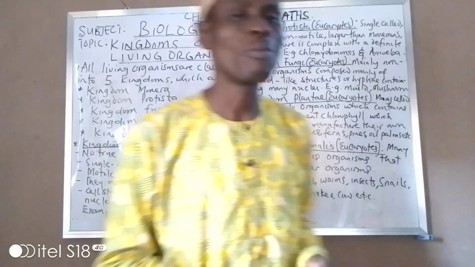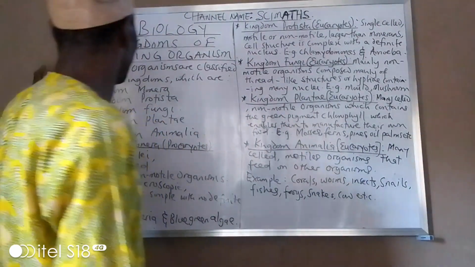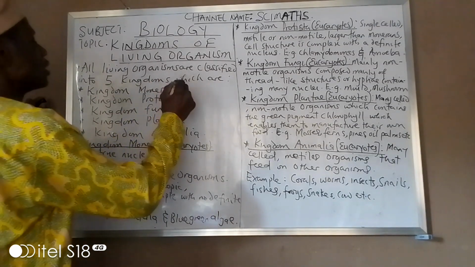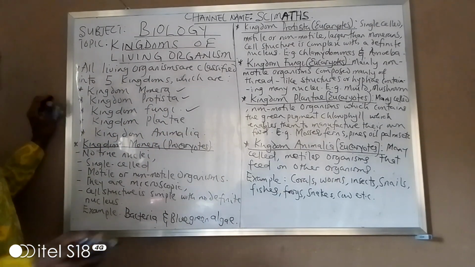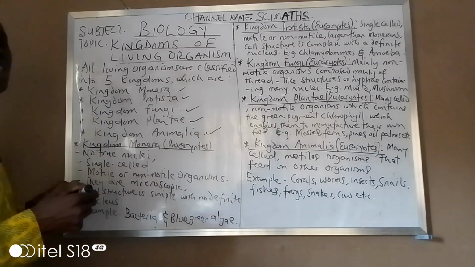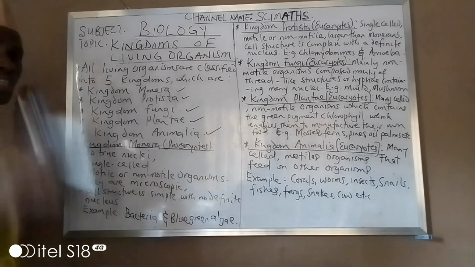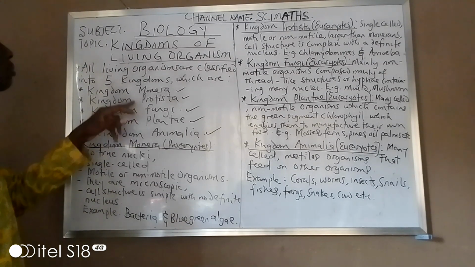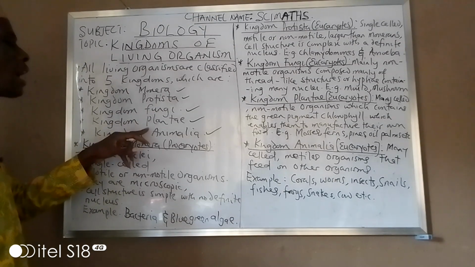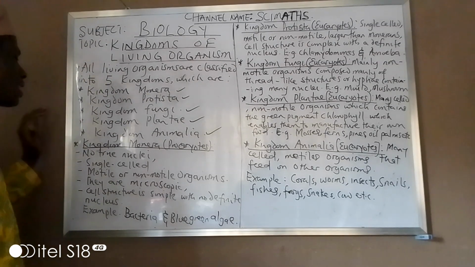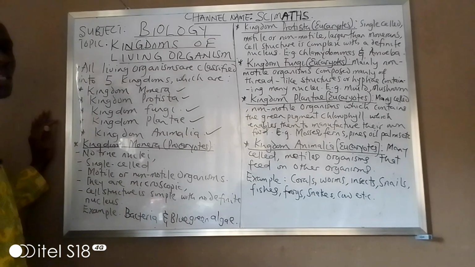One of them is called the kingdom Monera. Then we have the kingdom Protista, the kingdom Fungi, the kingdom Plantae, and the kingdom Animalia. These are the 5 kingdoms that we have for the classification of all living organisms: Monera, Protista, Fungi, Plantae, and Animalia. Having said that, let's take these kingdoms one after the other.